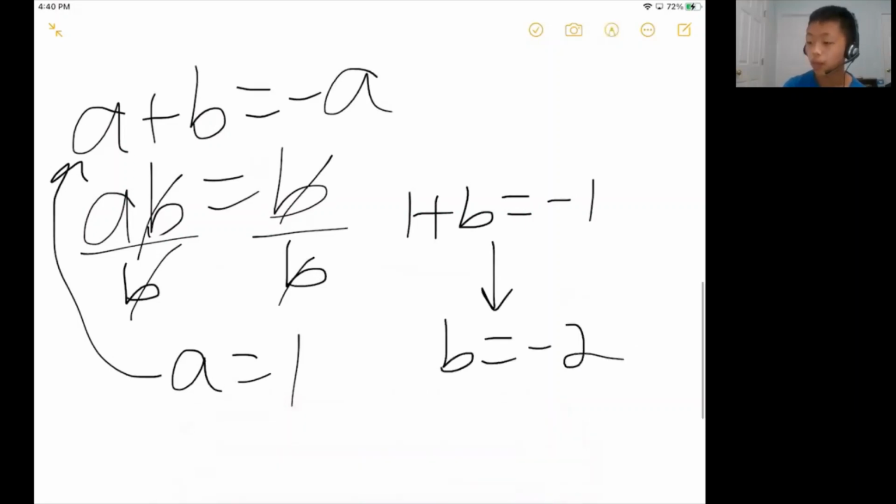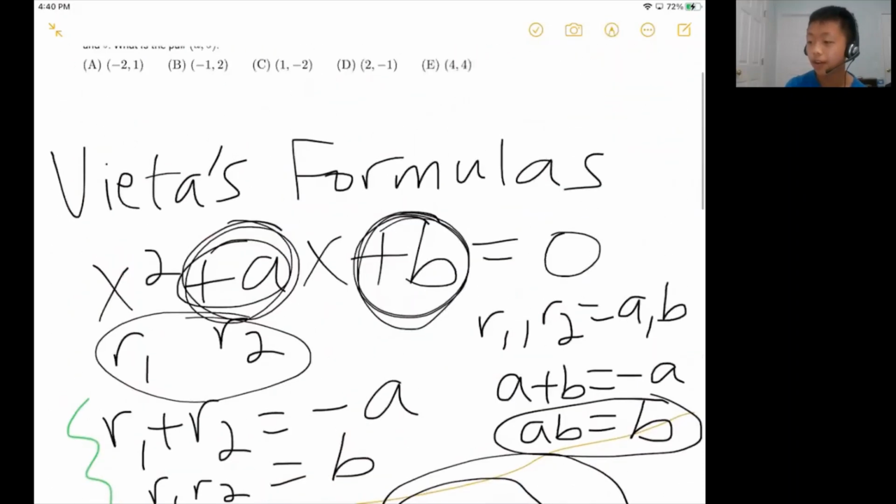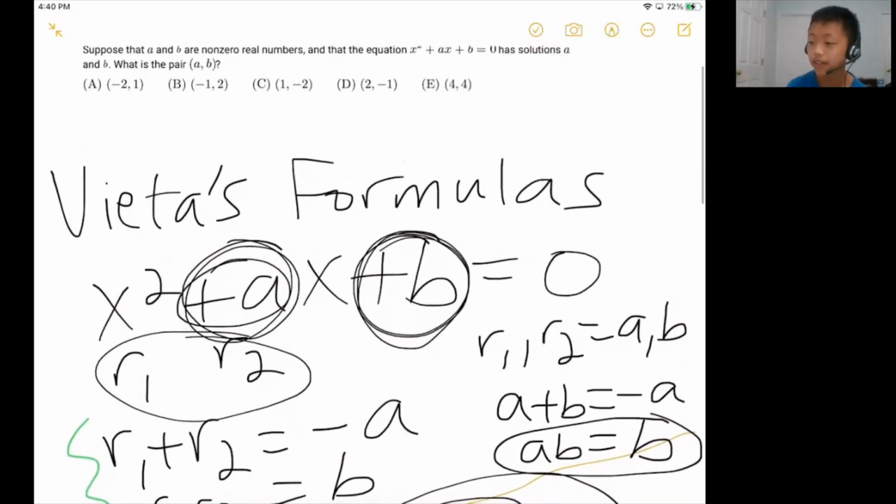The question wanted, what is the ordered pair a comma b? So the answer is 1 comma negative 2. And that would give you choice C, which is the right answer.